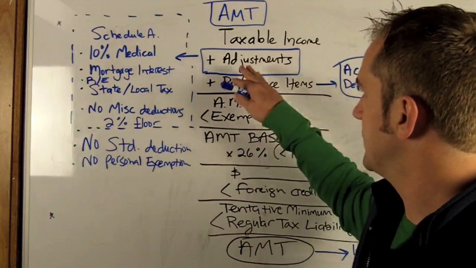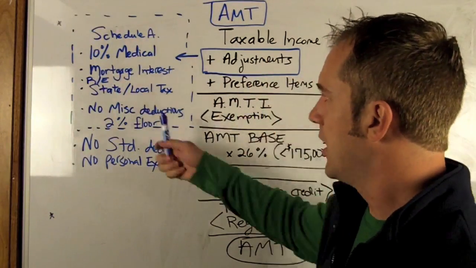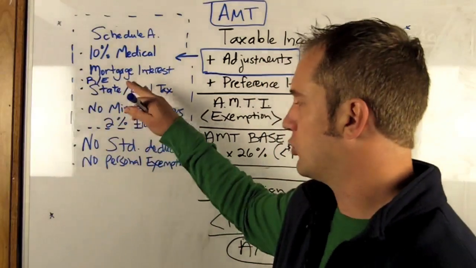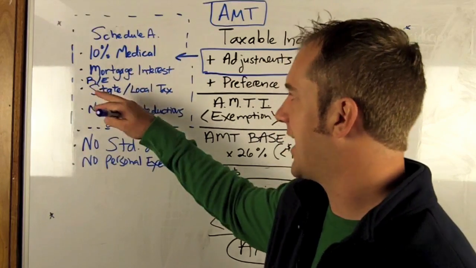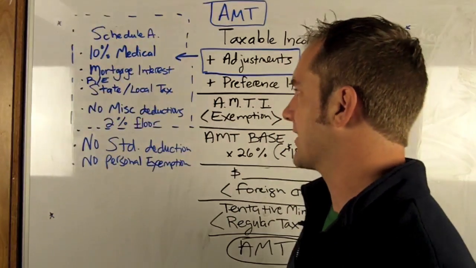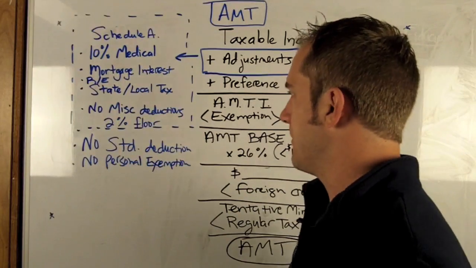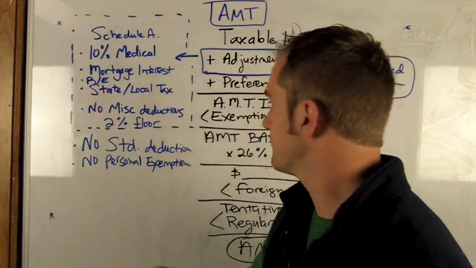So for purposes of the CPA exam, just remember that the adjustments that get added back are 10% of medical, mortgage interest that wasn't used to improve or build a house, your real estate taxes, your property taxes, your state and local income tax, and then miscellaneous deductions. So that's what you need to know.